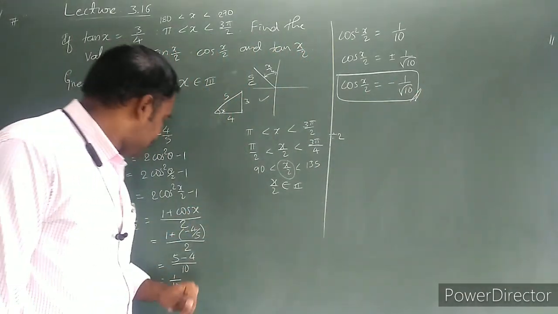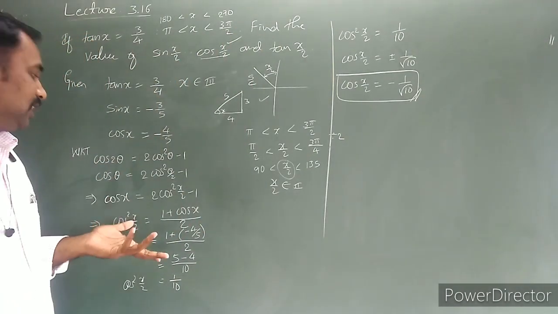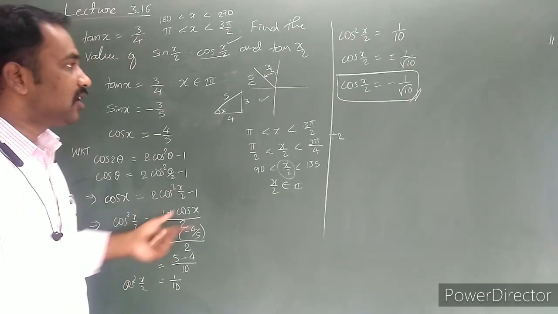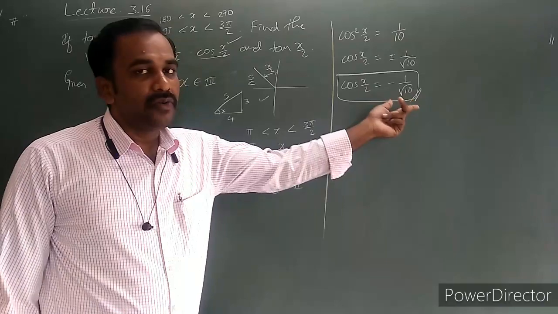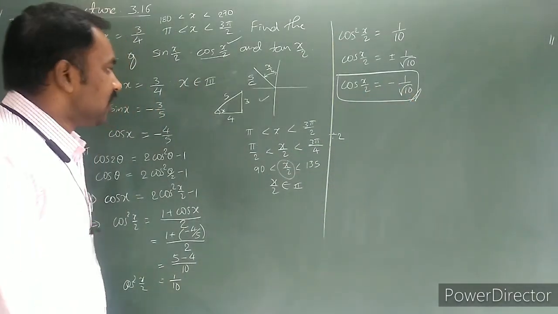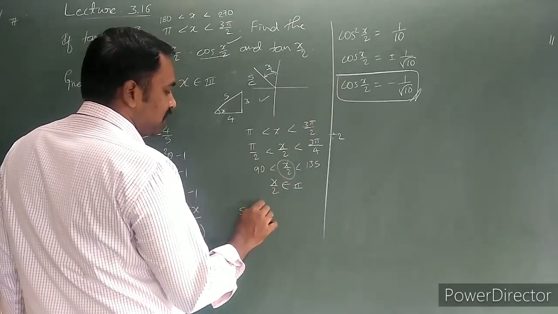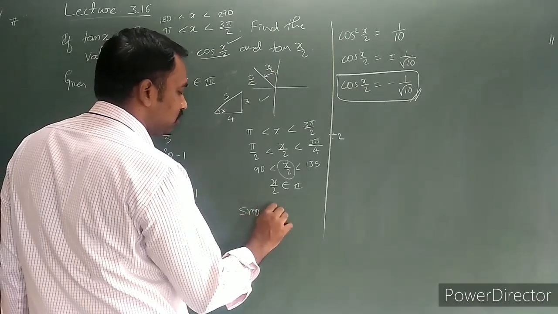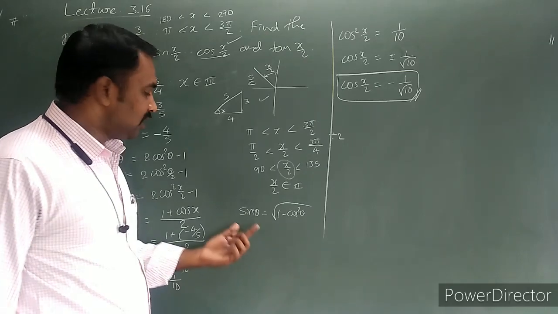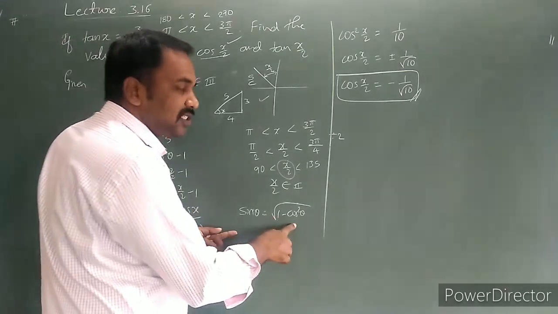Okay. Now, next, I need to find that sine of x by 2 value. Again, how do you find the sine of x by 2? The same formula you can use. Or else, you already know the cos of x by 2 value. Use the trigonometric first identity, simplify, and we will get the answer. How do you use it? We need sine theta, which is equal to root of 1 minus cos square theta. Do you remember the trigonometric first identity, rewritten form? Sine square theta plus cos square theta is equal to 1.